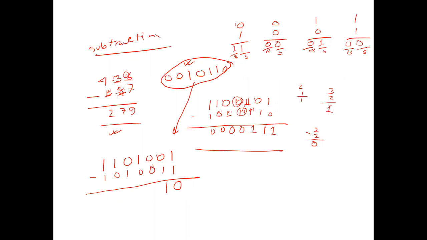So now this is the one and this is the zero. So we need to borrow. So now this is the two and this is the one. So our result is one.